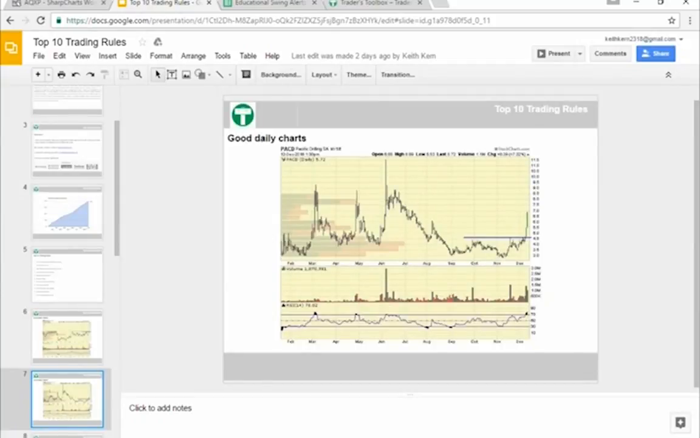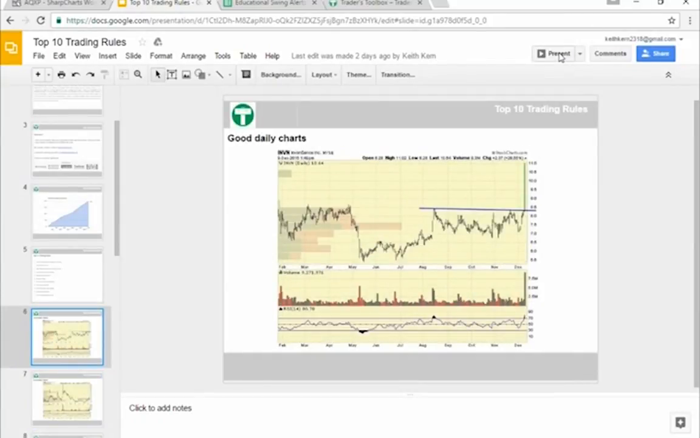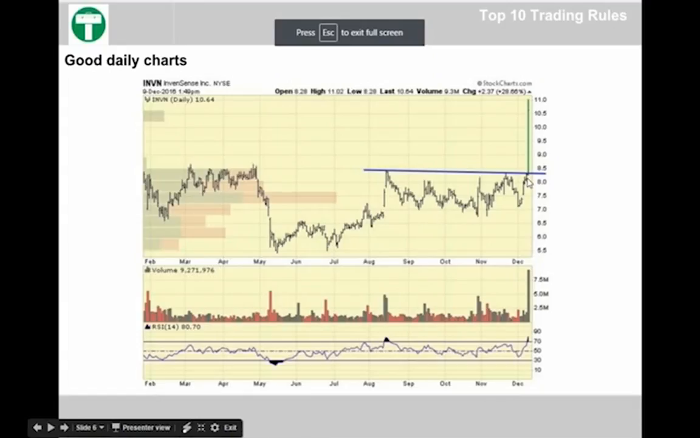What I like to do is use the short-term uptrend line as my risk parameter. If you can see this line right here, as I mouse up, that support trend line, the short-term trend line, comes up to about $8. So I know my risk is about 50 cents. My reward is $1.50. It's a 3-to-1 reward to risk ratio.